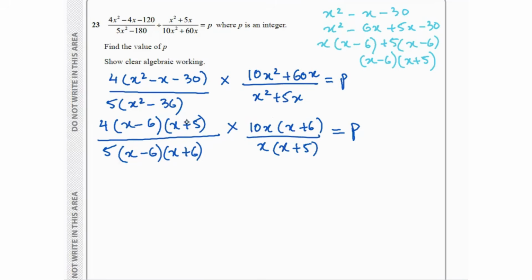The simplification can be done vertically or diagonally. Vertically, we can see that x minus 6 gets cancelled out. Diagonally, we can see that x plus 6 gets cancelled out and the x plus 5 gets cancelled out. The x also gets cancelled out. 5 ones are 5, this becomes 2. So you're left with 4 times 2 equals to p, and that's 8. So 8 equals to p is your answer for this one.